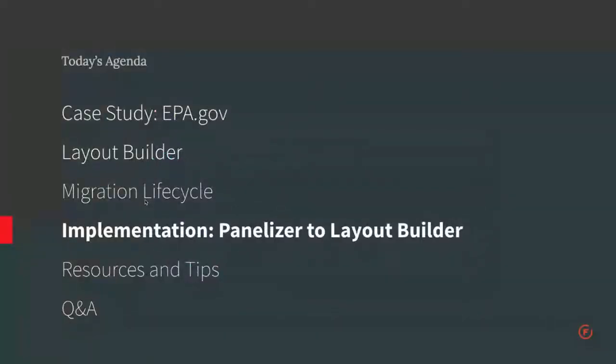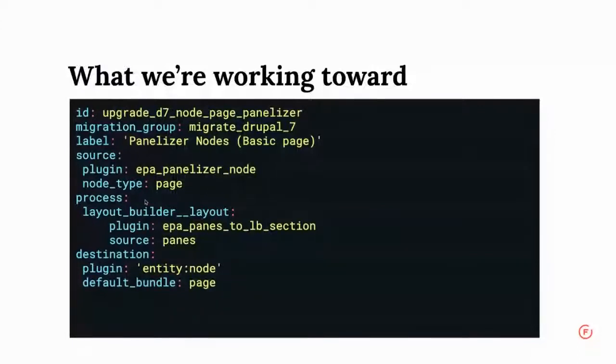All right, so now we can start to talk about some of the implementation for how we would actually create these source plugins and process plugins in order to get the data out and store it in Layout Builder. So this is what we're working toward, similar to that first configuration YAML that I showed you.